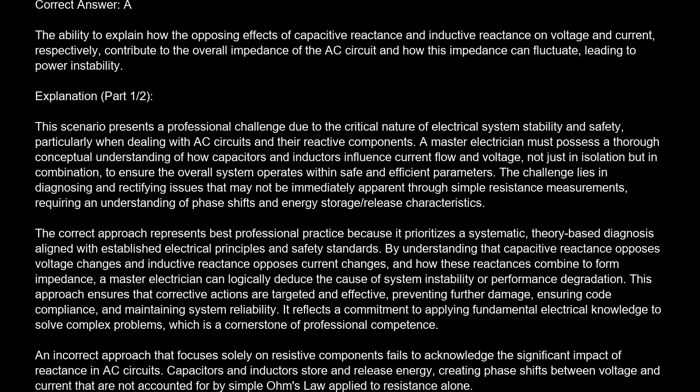The correct approach represents best professional practice because it prioritizes a systematic, theory-based diagnosis aligned with established electrical principles and safety standards. By understanding that capacitive reactance opposes voltage changes and inductive reactance opposes current changes, and how these reactances combine to form impedance, a master electrician can logically deduce the cause of system instability or performance degradation. This approach ensures that corrective actions are targeted and effective, preventing further damage, ensuring code compliance, and maintaining system reliability. It reflects a commitment to applying fundamental electrical knowledge to solve complex problems, which is a cornerstone of professional competence.